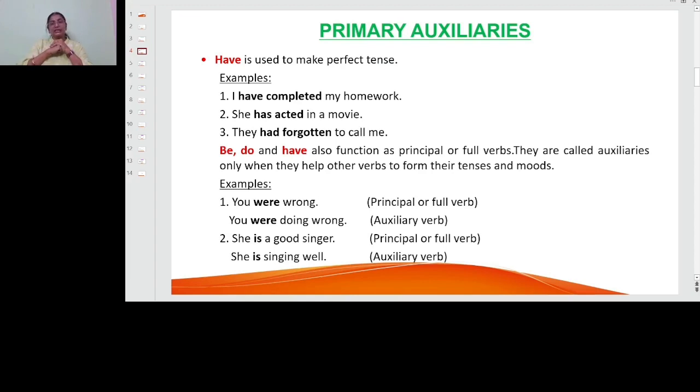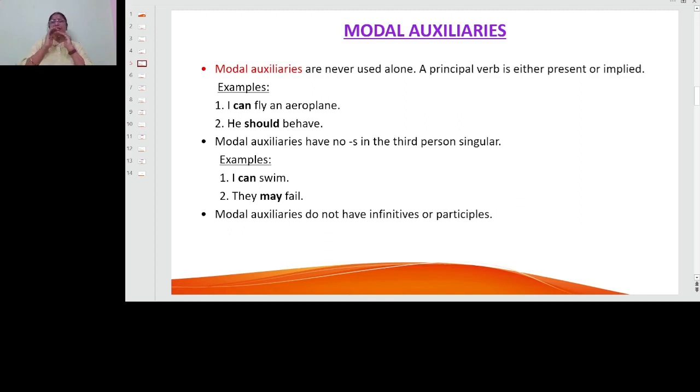You were wrong, you are doing wrong. When I say you were doing wrong, now here were becomes the auxiliary verb. It is a helping verb, right? Because the main verb becomes do, right? Now, she is a good singer. Is is the main verb. She is singing well. Now, here is is an auxiliary verb. This is all about primary auxiliaries.